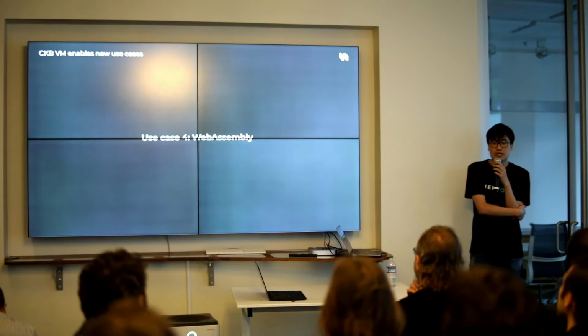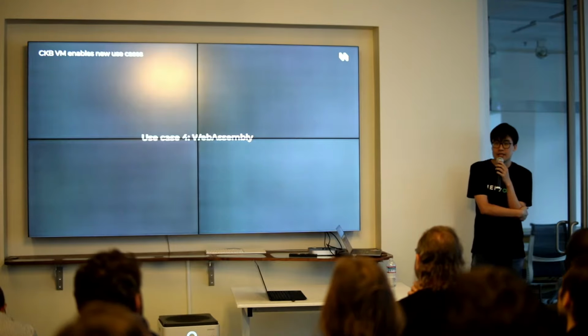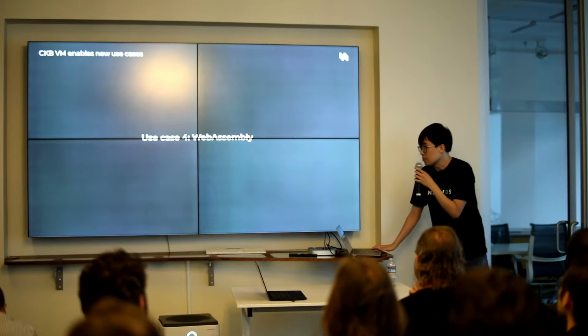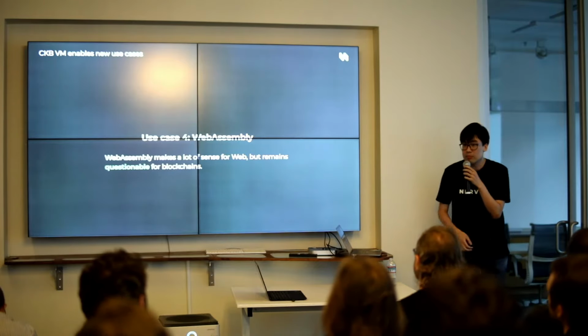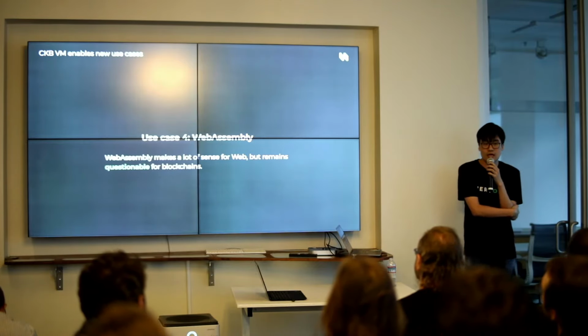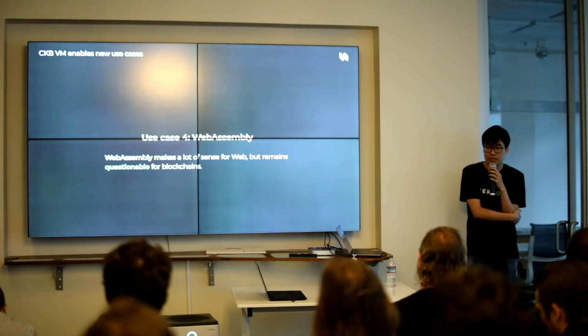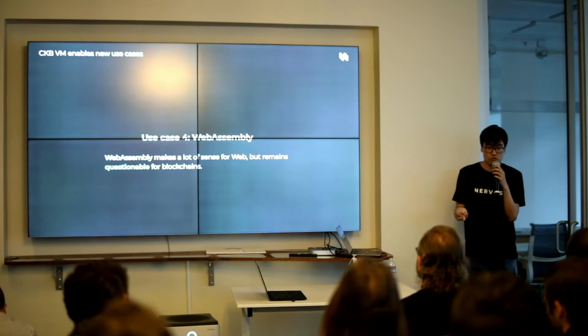And the final use case, and the one that's most asked when we make a choice to use RISC-V, is WebAssembly. Let me first state my conclusion. I believe WebAssembly makes a lot of sense for the web, but it is a questionable choice for blockchains. I'll explain why. There are two parts to this question.